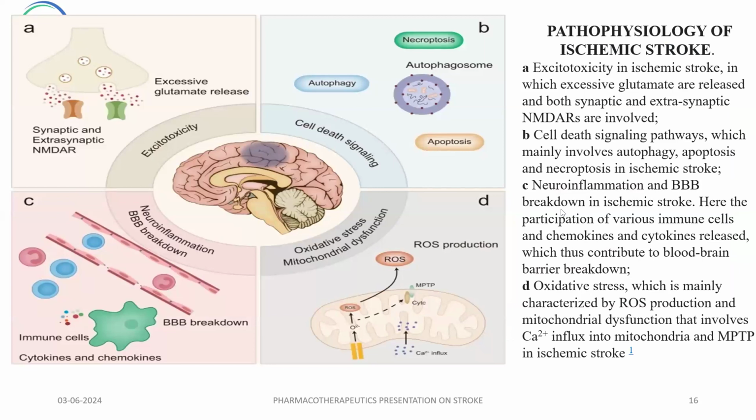Now, as mentioned, when ischemic stroke is occurring, there is reduction in blood flow, which limits glucose and oxygen to the neurons. This causes an energy disruption, which causes mitochondrial dysfunction, triggers reactive oxygen species formation, and oxidative stress-induced damage.